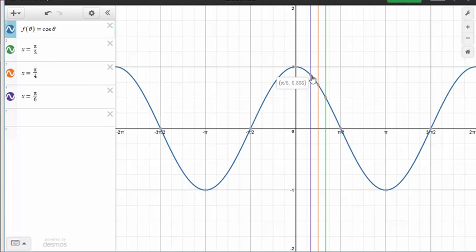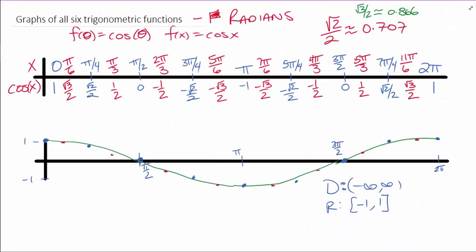Some values that we can see. If I find the x value of pi over 6, I get 0.866. At pi over 4, I get 0.707, which is the square root of 2 over 2. And at pi over 3, I get 1/2. I could continue with this. At pi over 2, I get 0, and I could follow that trend that came from the data points that I had used to generate my own cosine curve.